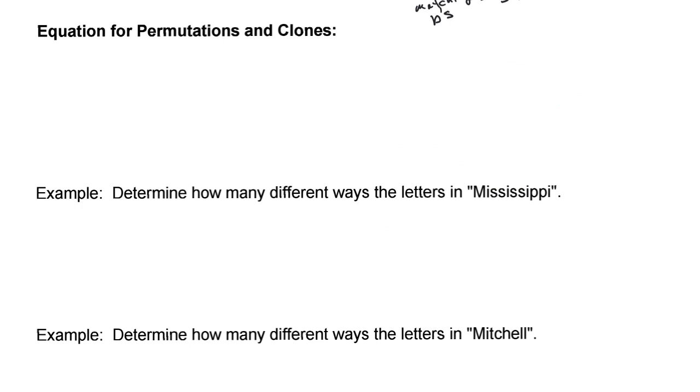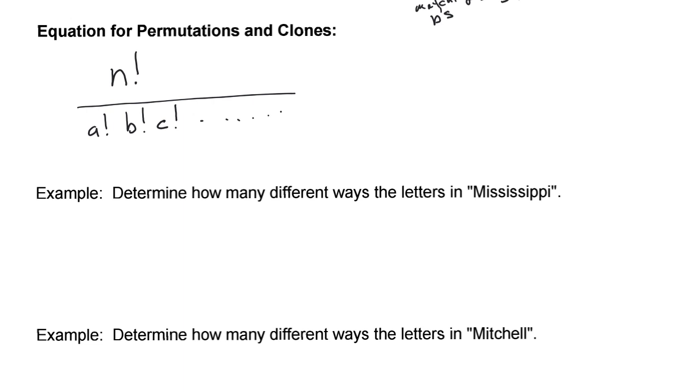So let's talk about the equations for permutations of clones. The first thing we do is we figure out the total number of ways something is arranged. Then we divide out all of the matching or repeated letters. Okay? And we can do that ad infinitum, forever. All right, so let's take a look at the example for Mississippi.